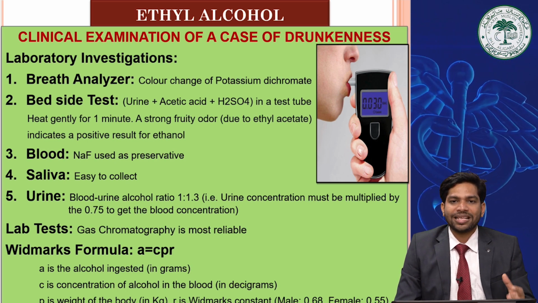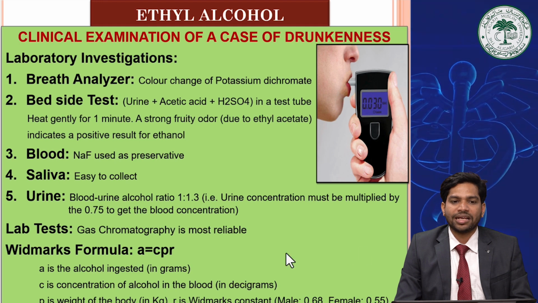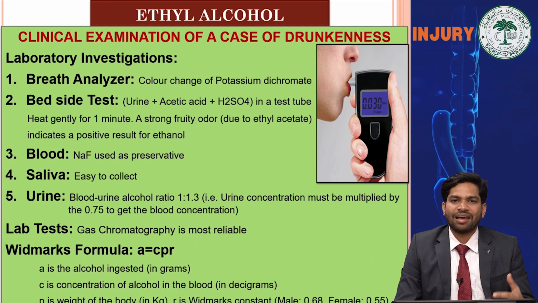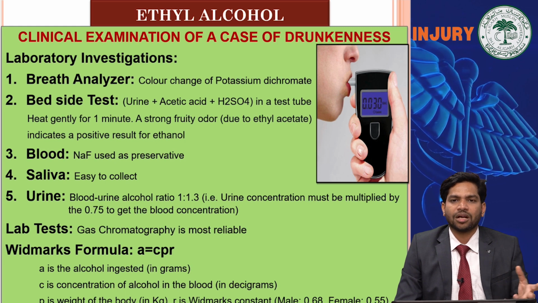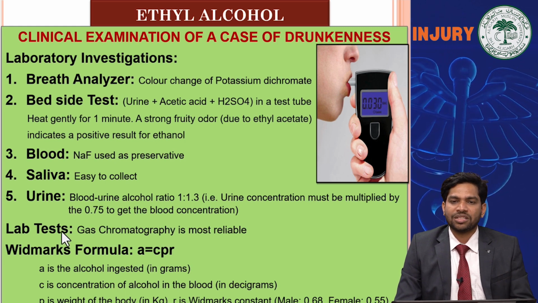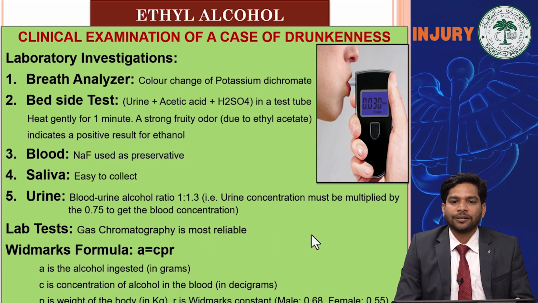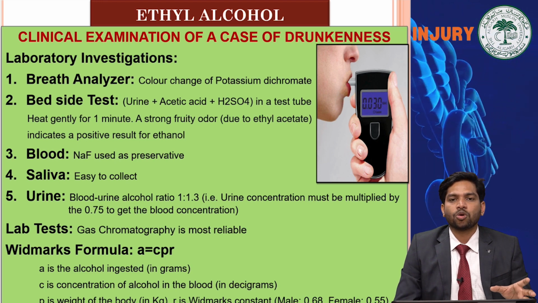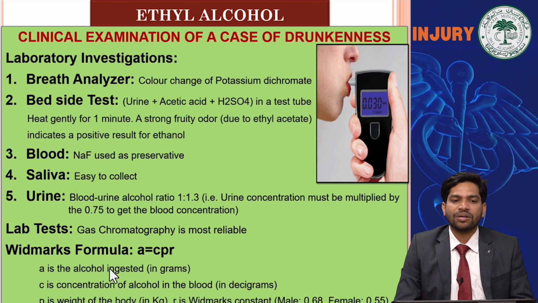In the laboratory, the best test for alcohol estimation is gas chromatography, the most reliable method. Other methods, Cavett's method and other sorts of methods, are also there, but now it is best performed by gas chromatography. Then another important concept related to drunkenness or blood alcohol estimation is Widmark's formula.